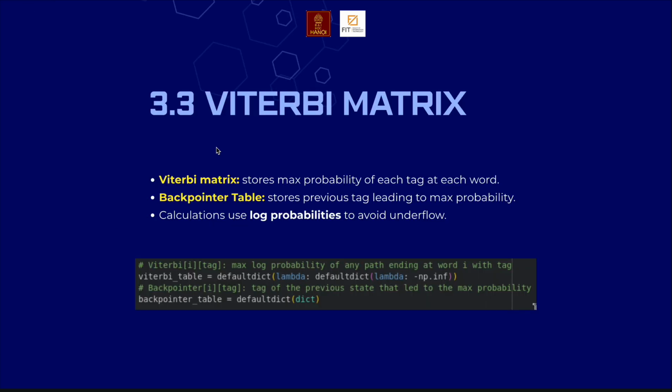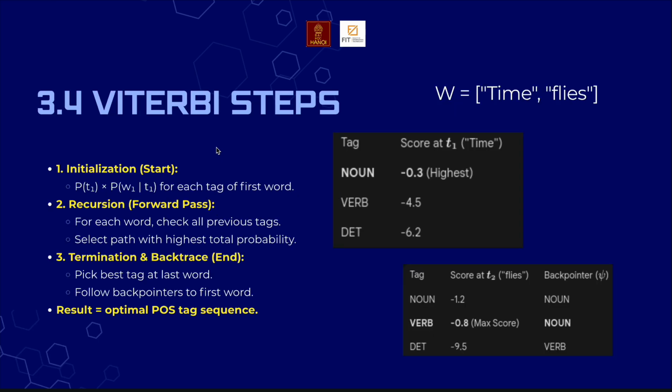So here we have the Viterbi matrix and back-pointer table. The Viterbi matrix will store the max probability of each tag at each word, and the back-pointer table will store the previous tag leading to the max probability. Okay, so we will use log probability to avoid underflow, and I will talk about it more in the demonstration section. Okay, so next here we have the Viterbi steps. So I will talk briefly about that.